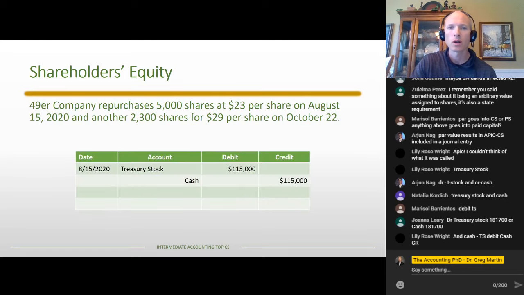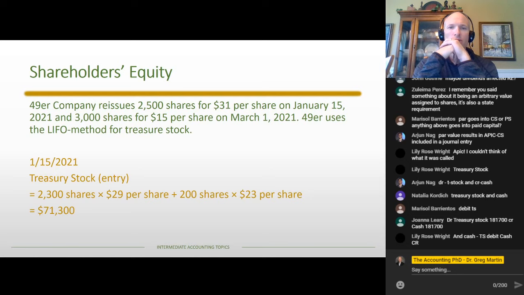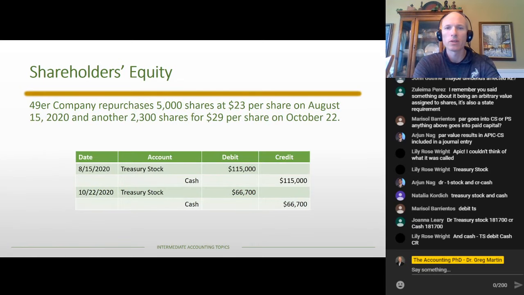Okay, so we're going to reissue 2,500 shares for $31 per share on January 15th, 2021. And then another 3,000 shares for $15 per share on March 1st, 2021 as well. And so they're going to use the LIFO method. If you remember the LIFO method, that's last in, first out, which means that the shares that we're going to reissue first are those that were repurchased the latest. And so the latest repurchase was October 22nd, so those are the shares we're going to reissue first. Once we reissue all of those shares, then we would get into the August 15th shares.